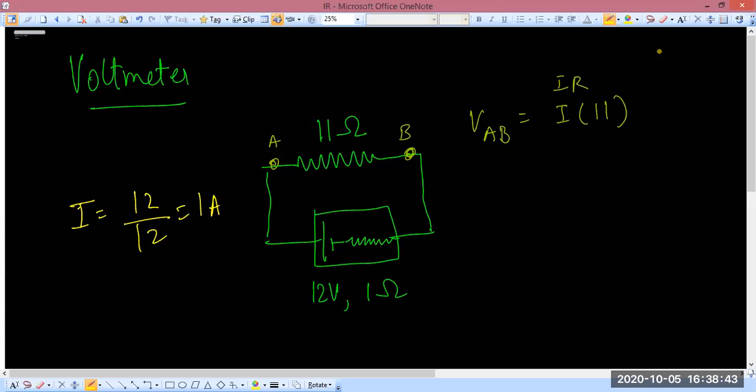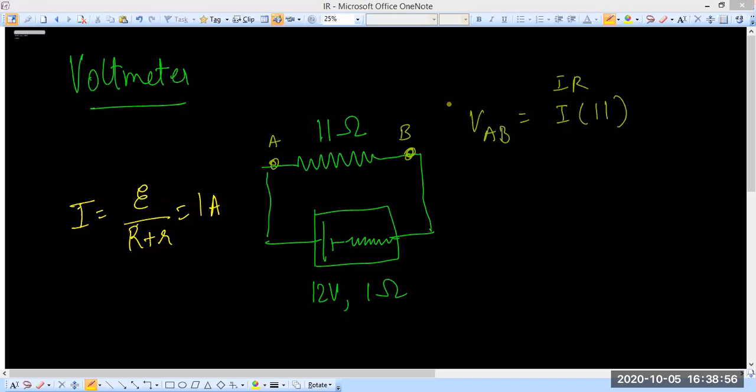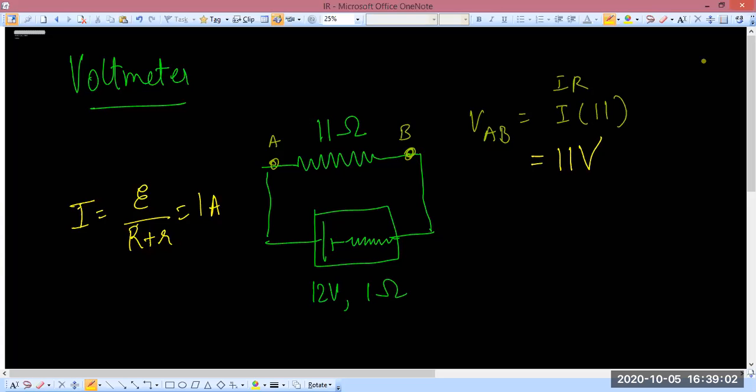Do you remember all this or have you forgotten? You forget old material a lot, I know that. Okay, so what do you think this is going to be? 11 volt, right?